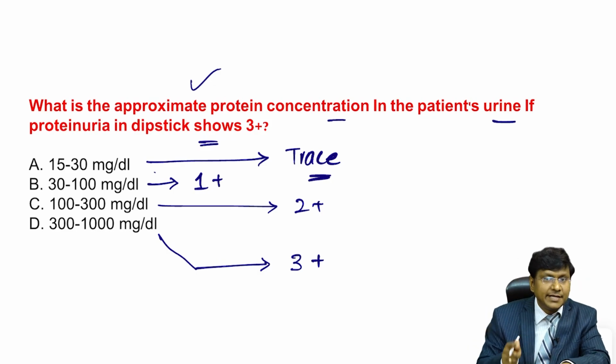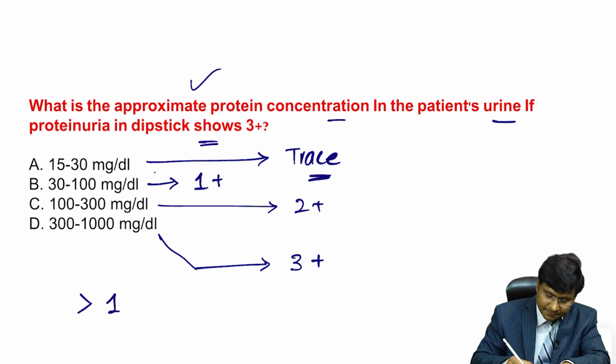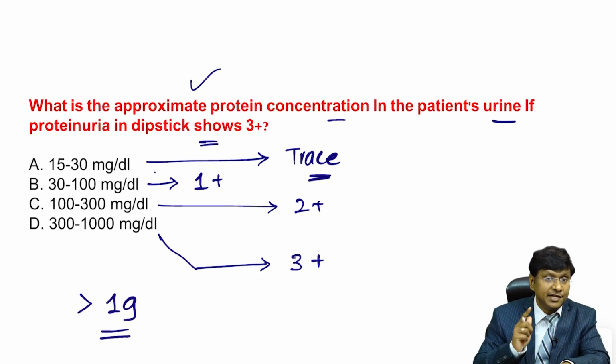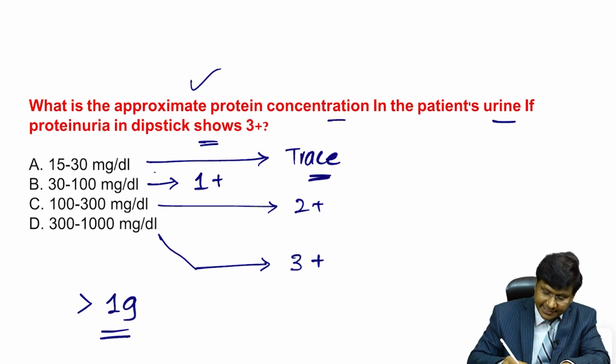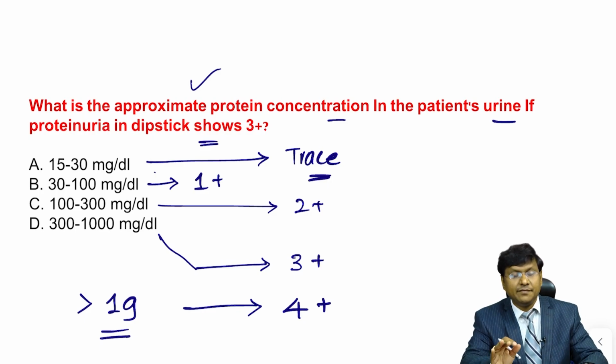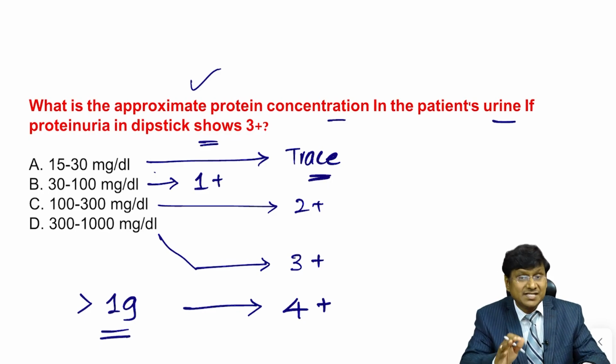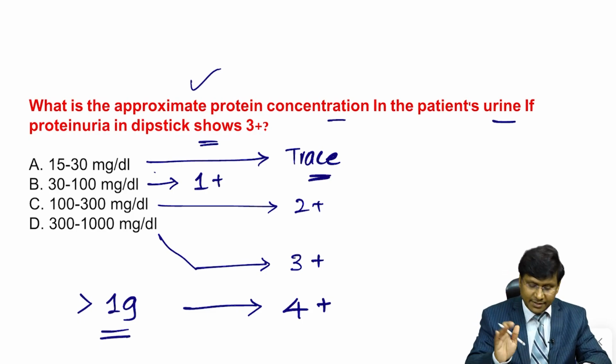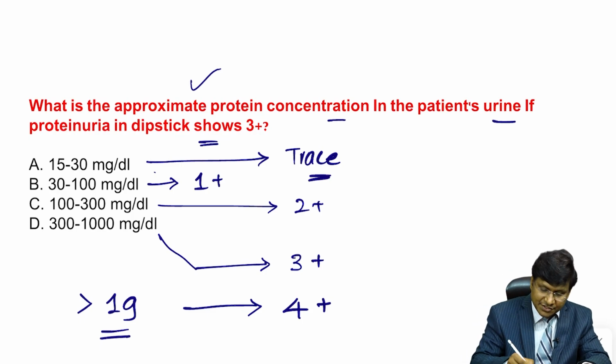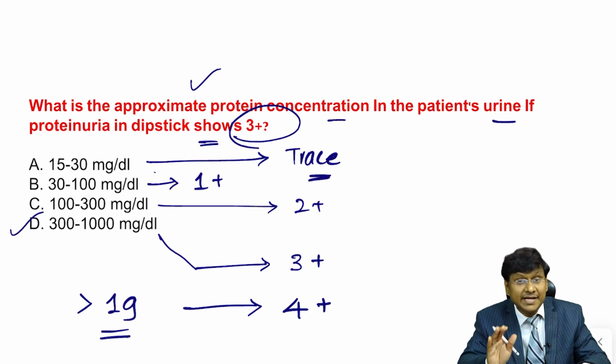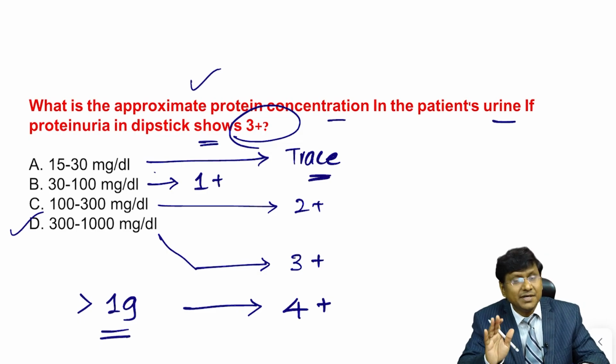Then if the urinary protein is more than 1 gram, then we use the term 4+, right? So this is how the dipstick test results are interpreted. So now what is our question? 3+. So 3+ is what now? That is 300 to 1000 milligrams per deciliter, which is nothing but your 3+.